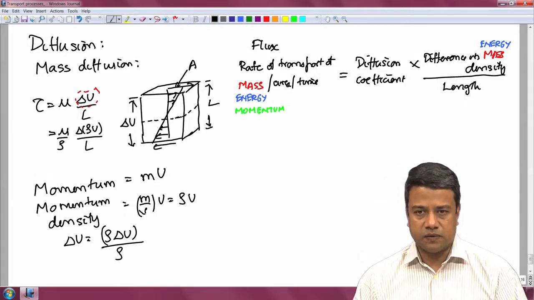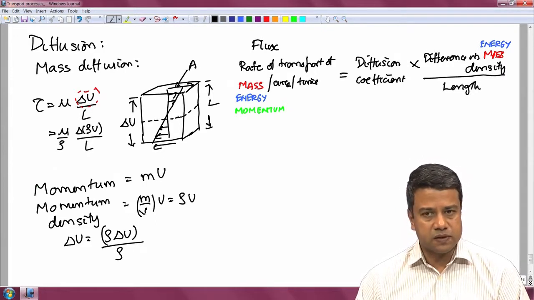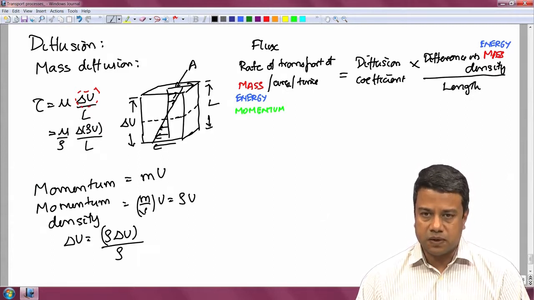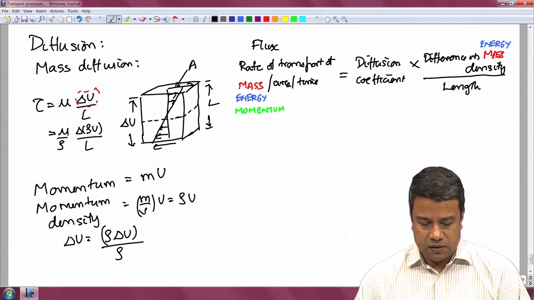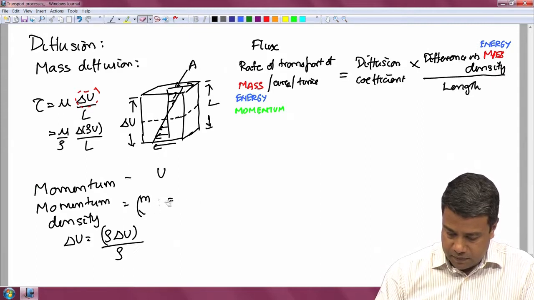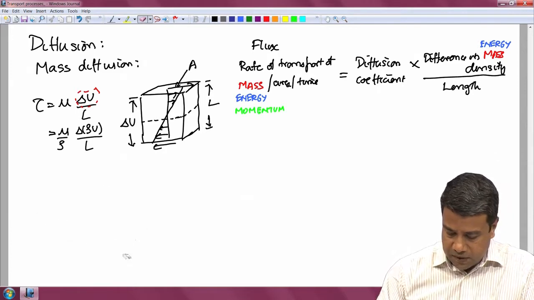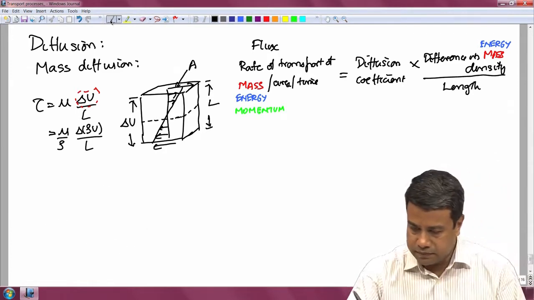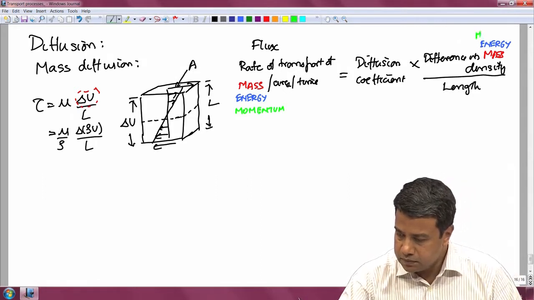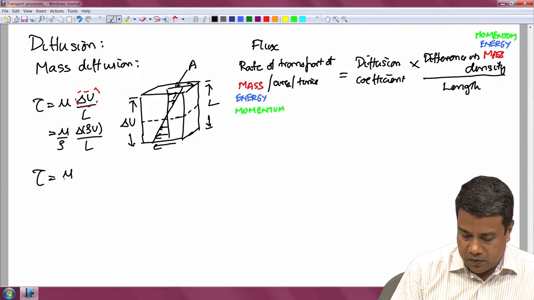Those are called incompressible fluids. In most fluids, so long as the velocity is smaller than the speed of sound, you can assume that it is incompressible without any loss of generality. So, when I express it in terms of the momentum density, I will get a constitutive relation of the form tau is equal to mu by rho delta of the momentum density divided by L.